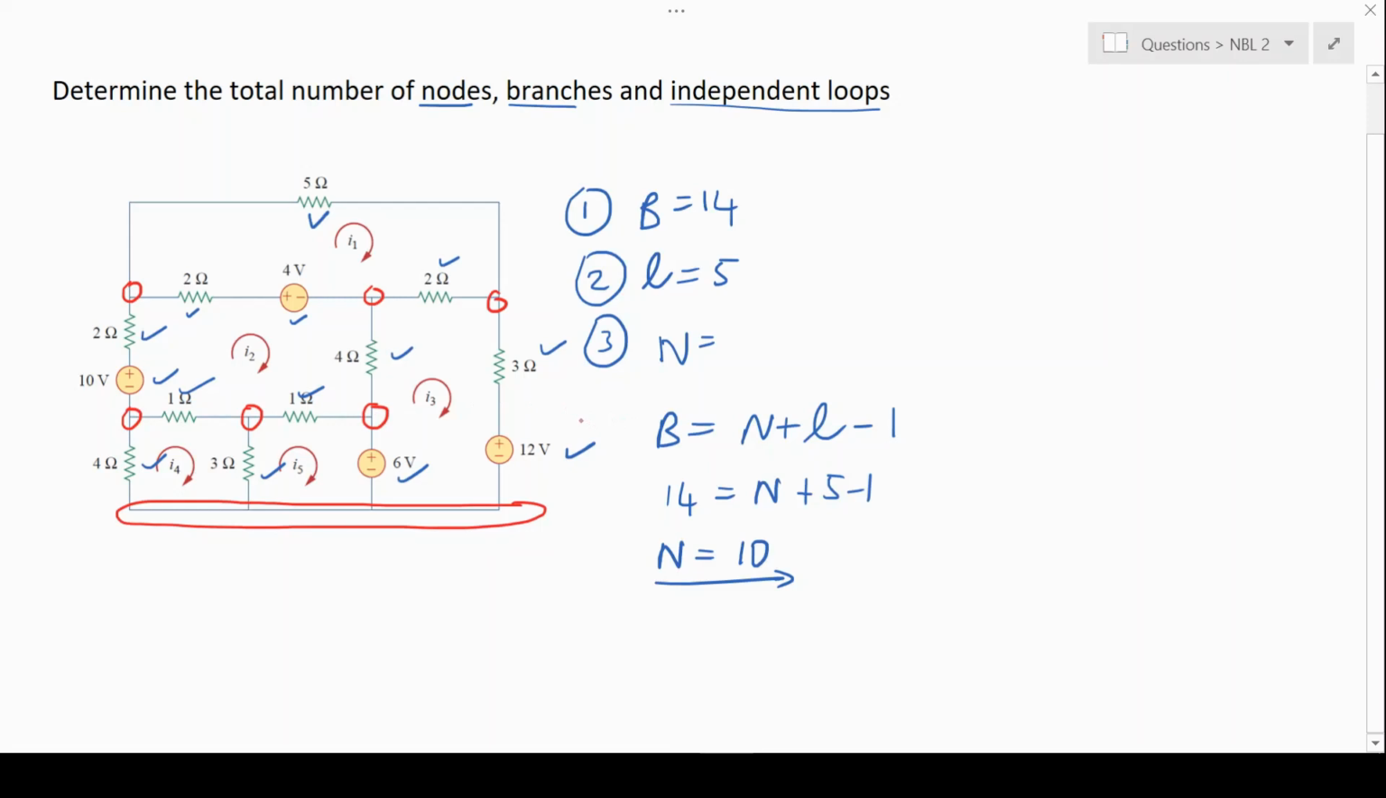And then there should be 3 other nodes in the circuit that are important for us to identify. Remember, a node is a point of connection between 2 or more branches. So that will be 8, that will be 9, and this here would be 10. And those are your 10 nodes in the circuit.